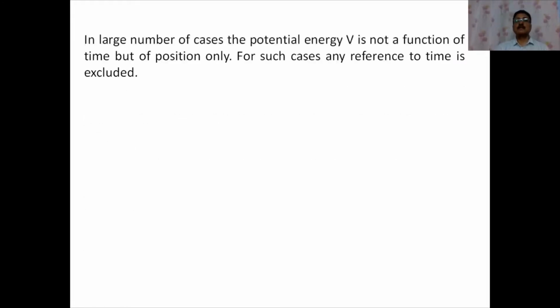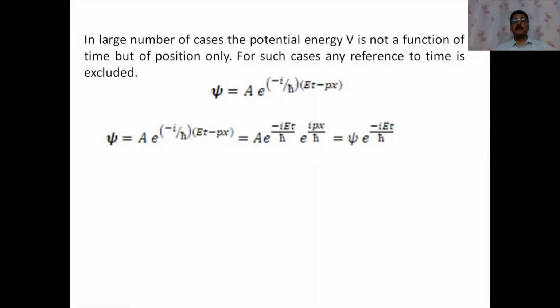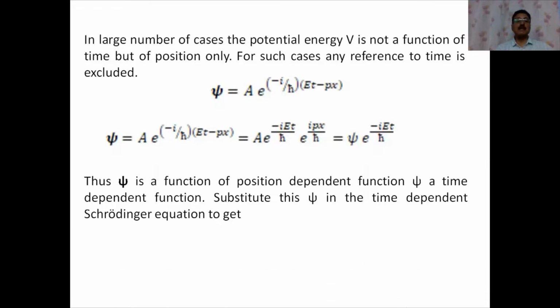In a large number of cases, the potential energy V is not a function of time, but of position only. For such cases, any reference to time is excluded. So if you distinguish between the time function and the xyz function, you can remove time dependence, and finally you get del 2 psi del x squared plus 2m by h cross squared (E minus V) psi is equal to 0. Here V is a function of x, y, z only, not of time. So this is the time independent Schrödinger equation.